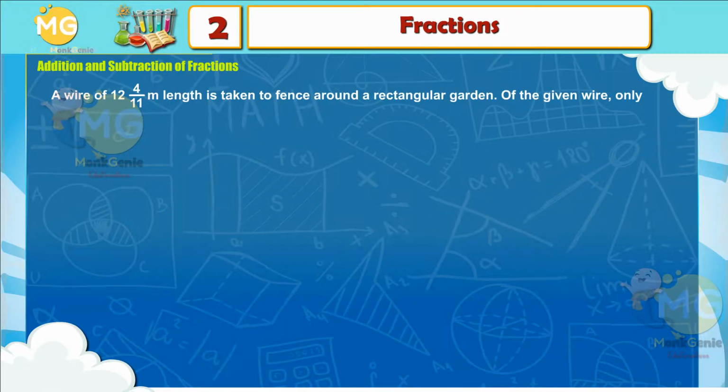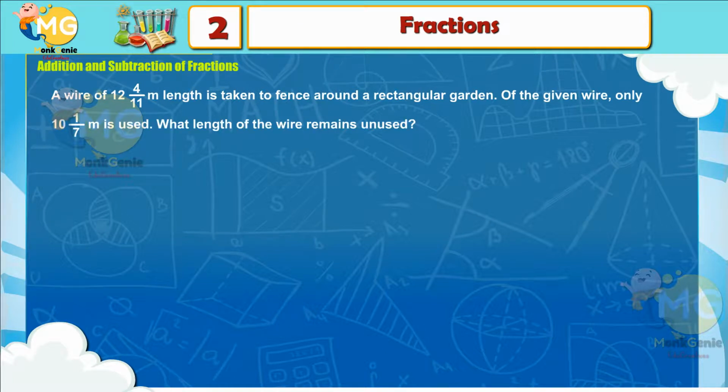A wire of 12 4/11 meter length is taken to fence around a rectangular garden. Of the given wire, only 10 1/7 meter is used. What length of the wire remains unused?